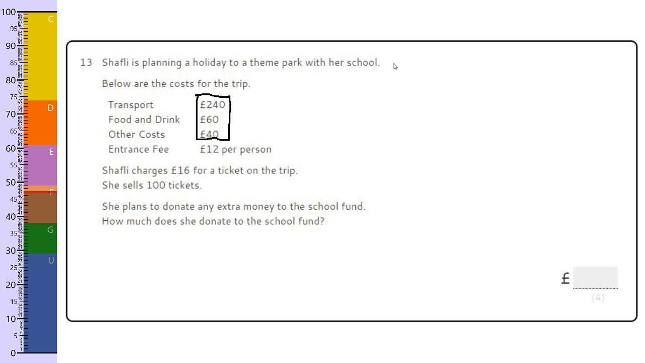So, first thing, I'm going to work out the fixed costs. They're the things that it doesn't matter how many people go, they'll stay the same. So 240 plus 60 plus 40. I'm going to type that into my calculator. I'll show you the working out. So 240 plus 60 plus 40 equals 340. So she's going to have to pay £340 even if one person goes, or if 1,000 people go, she'll still have to pay 340.